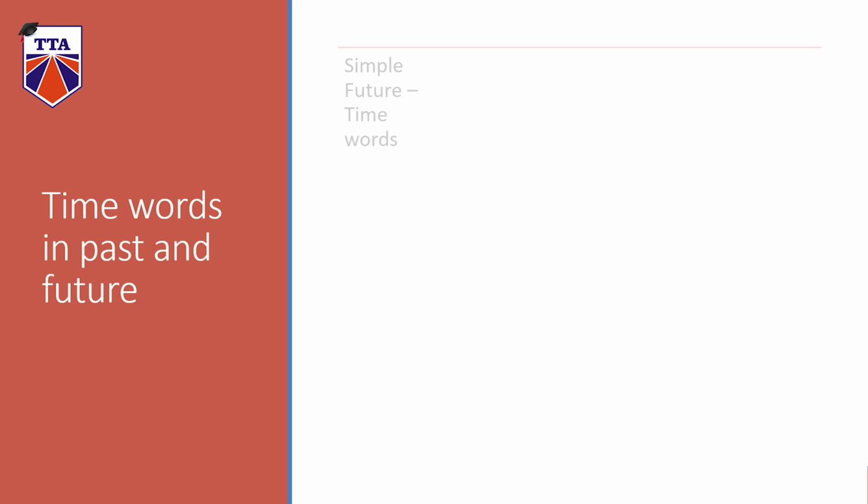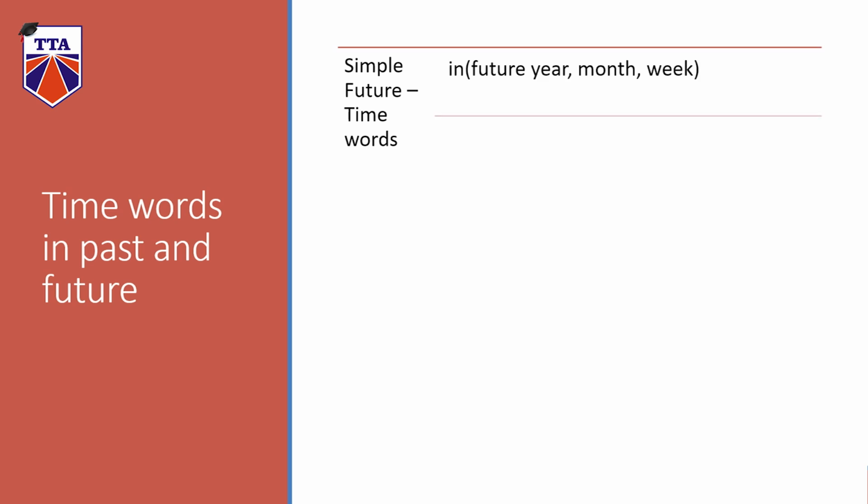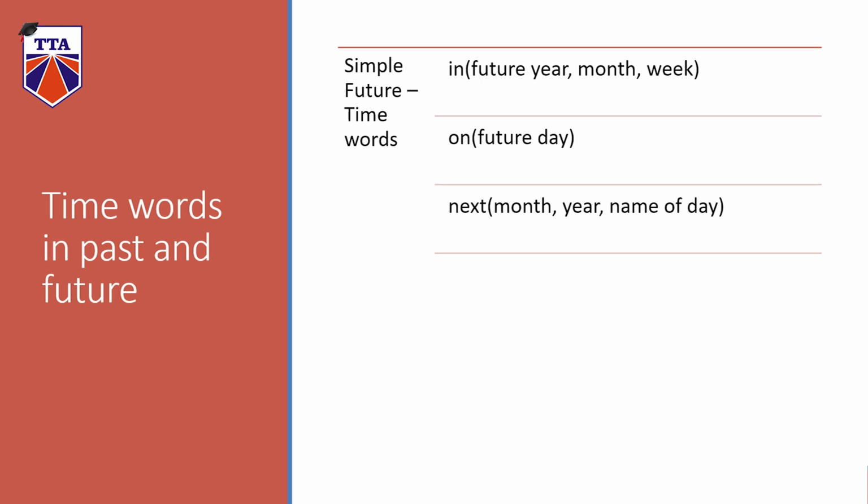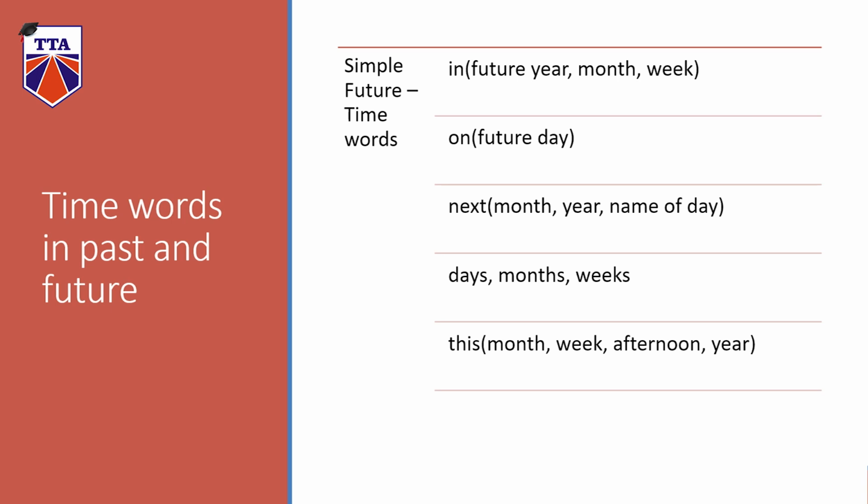Now let's discuss simple future time words. First of all, in. In is used for future year, month and week. Next is on. On is particularly used for a future day. Then next. Next can be used with month, year or name of day. Then days, months and weeks. Then this. This particular word can be used with month, week, afternoon and year. Along with that, for future, you can also use the word someday.